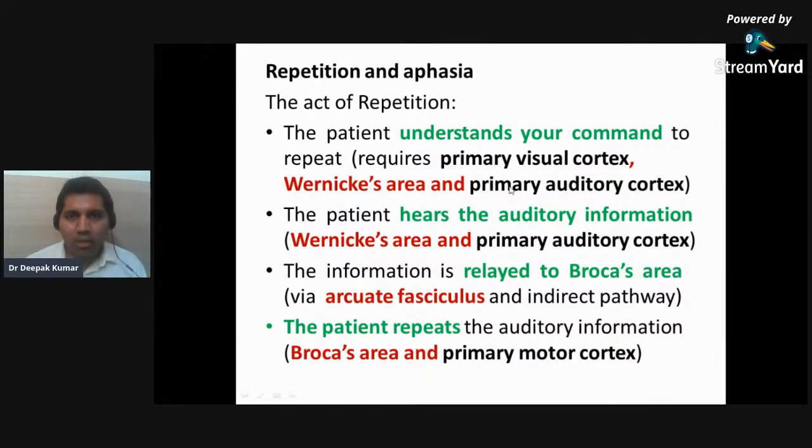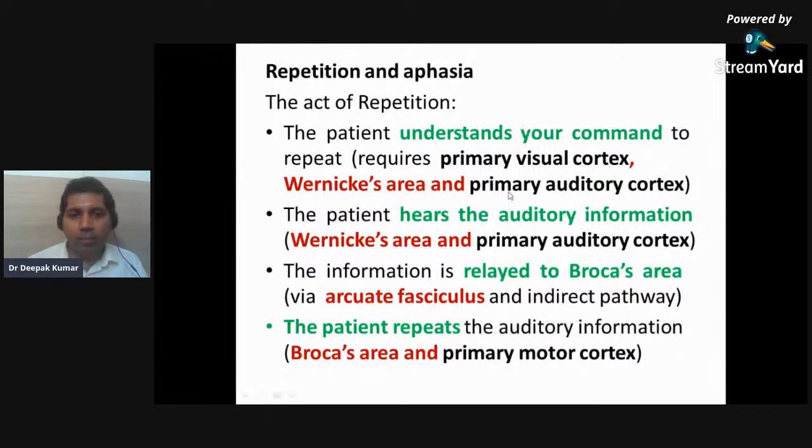And that requires primary visual cortex. You saw the command visual stimuli, "repeat what I say." And you need Wernicke's area and primary auditory cortex. So I was speaking, like, repeat what I say. So you will need these three areas to understand that yes, I need to repeat. Remember, it is to understand your command. For you to understand, you really need these three areas.